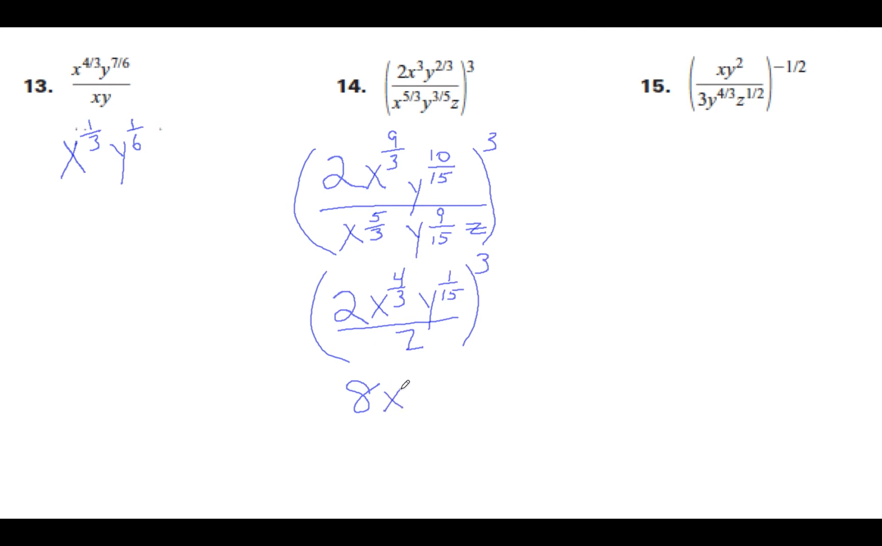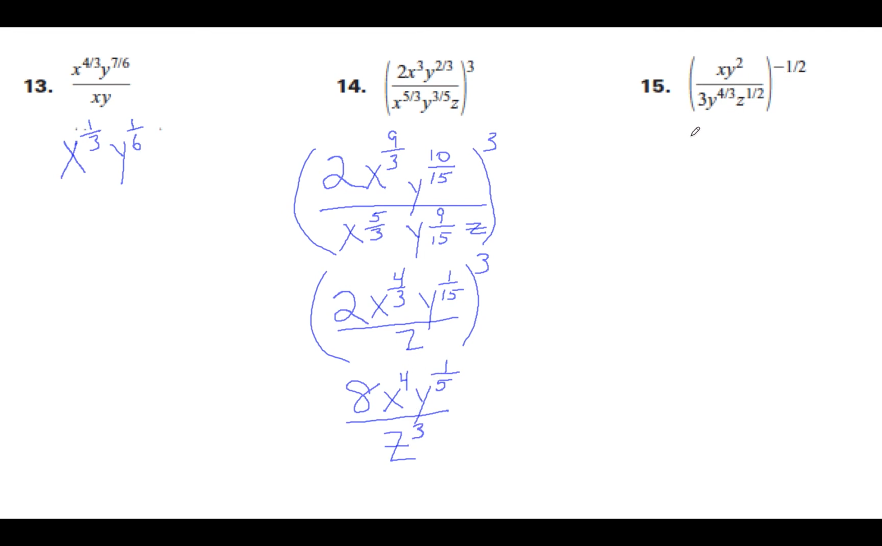This becomes x to the 4th. Y to the 1/15. 1/15 times 3. 3 goes into 3 once. 3 into 15 5 times. So it's going to be 1 over 5. And we got to apply that cube to the bottom also. So this is going to be z to the third power on the bottom.